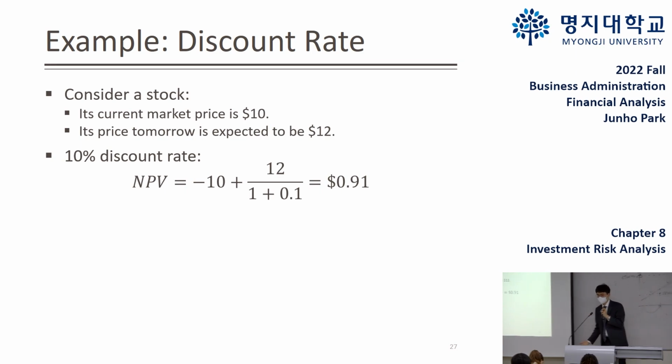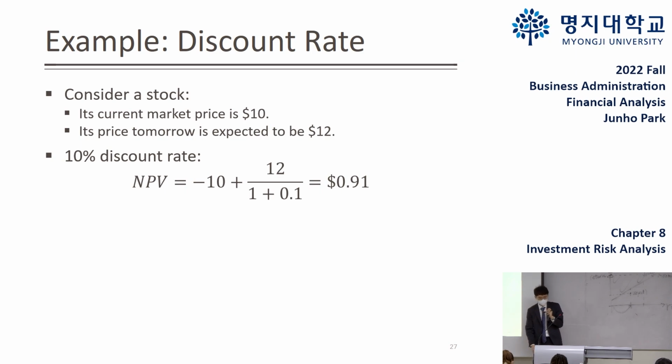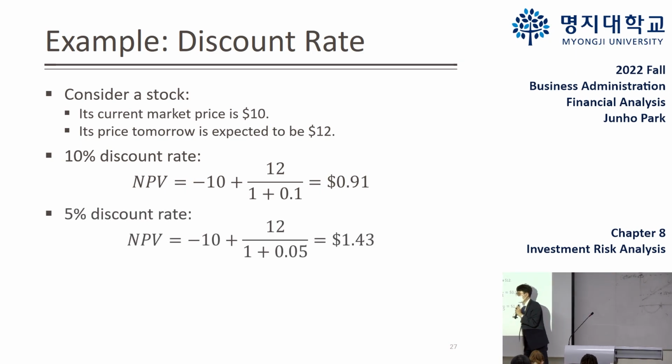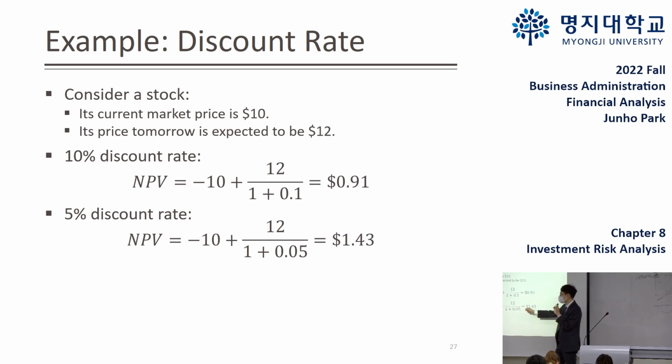However, the result will change if your discount rate changes. For example, if your discount rate becomes 5%, even though you have the same cash flows, 10 and 12, the result changes. Now you have minus 10 and positive 12, but now you have to discount the future cash flow with respect to 5%. Then the NPV will become $1.43, which is higher than the original NPV. And the increase in the NPV occurs because now we think differently about the future cash flow. So in the first case, we think that the future cash flow of $12 is worth approximately $10.91.